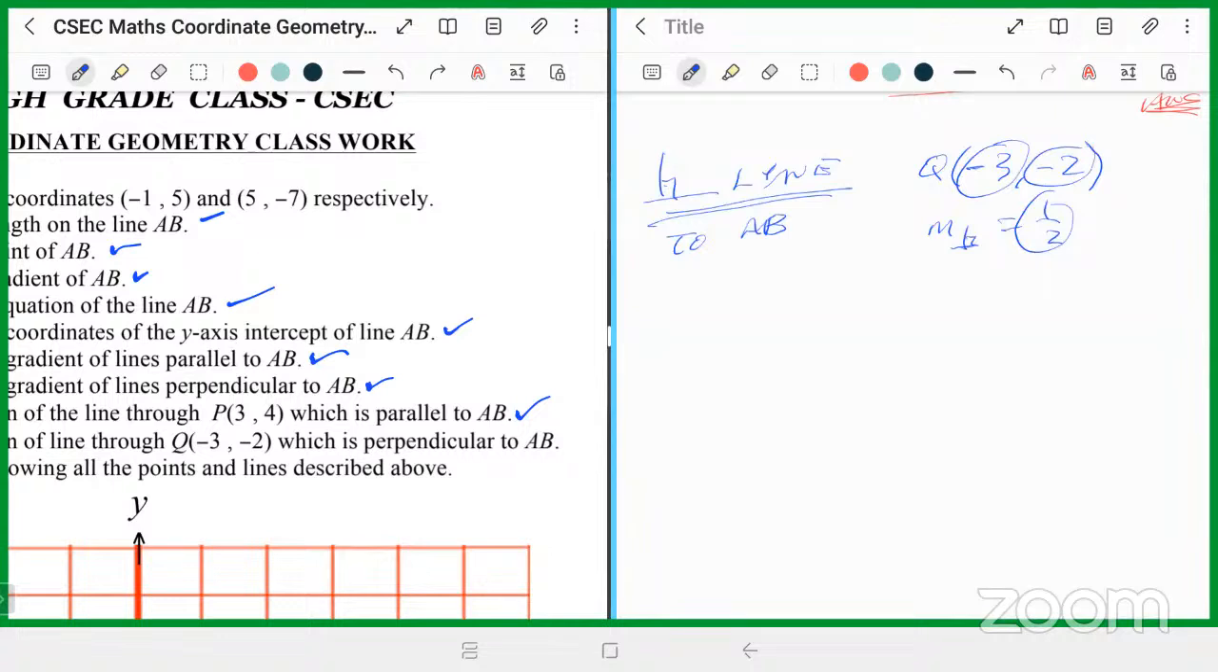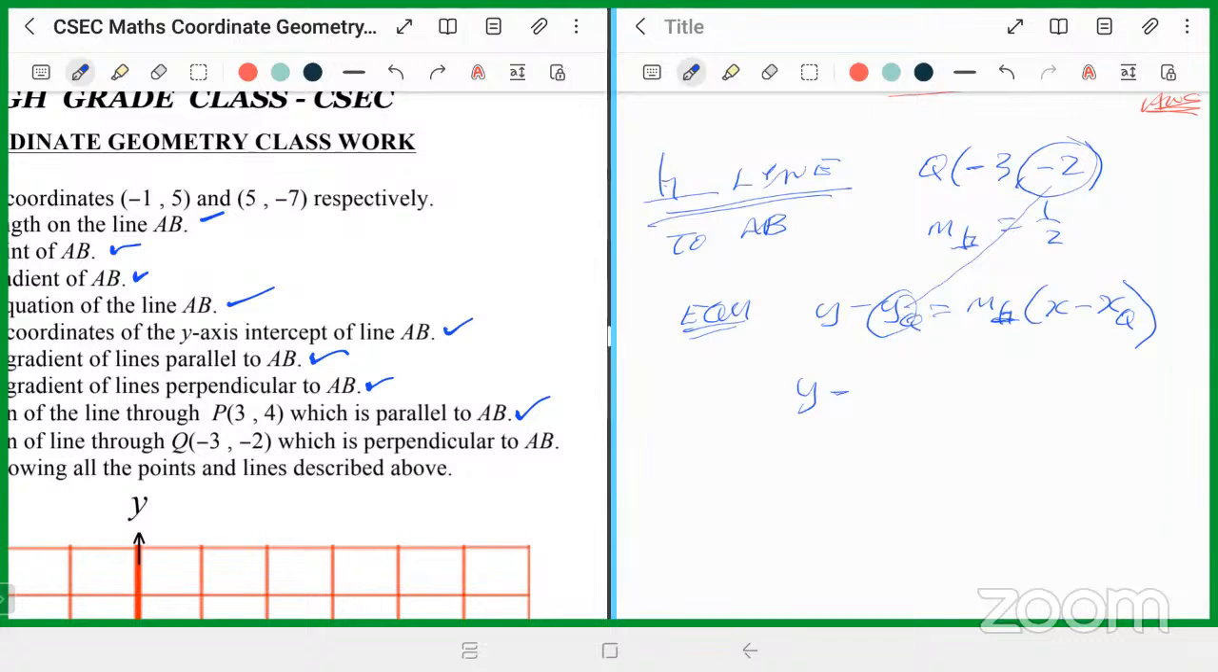Those three values go into the point-gradient form for the equation of a line. So the equation becomes y minus the y value at Q, because I'm using the point Q, equals the perpendicular gradient, because it's the perpendicular line I'm trying to find, times x minus the x value at Q. Now putting in the values: y minus the y value at Q, which is -2. So this is y minus -2, and this minus here becomes a plus.